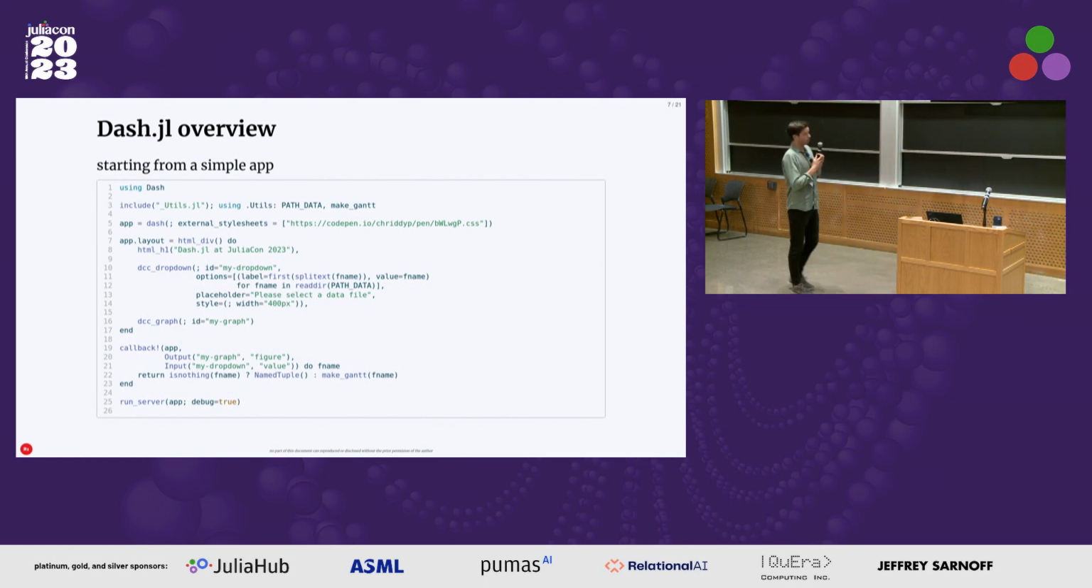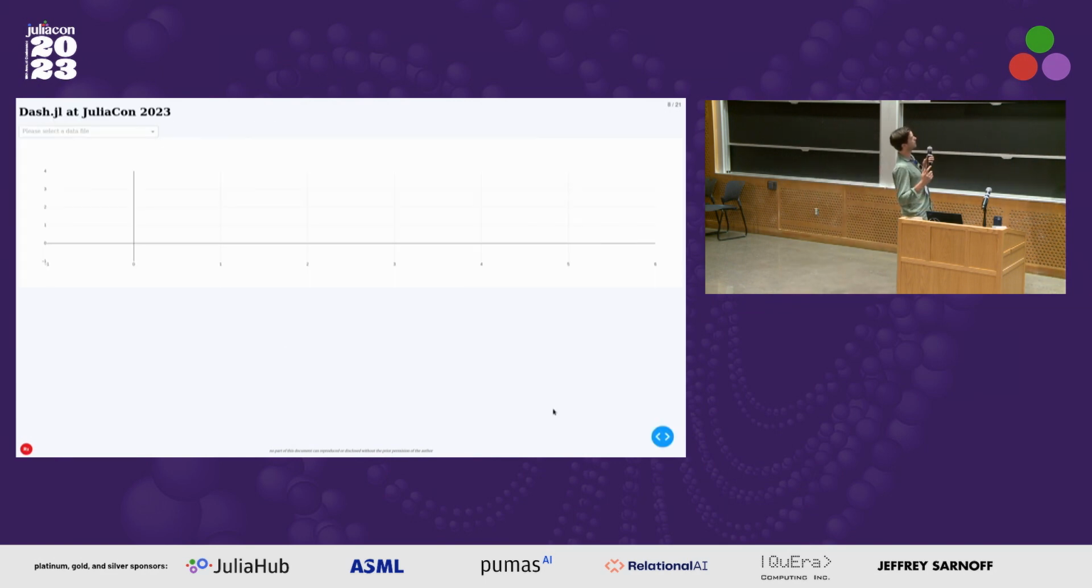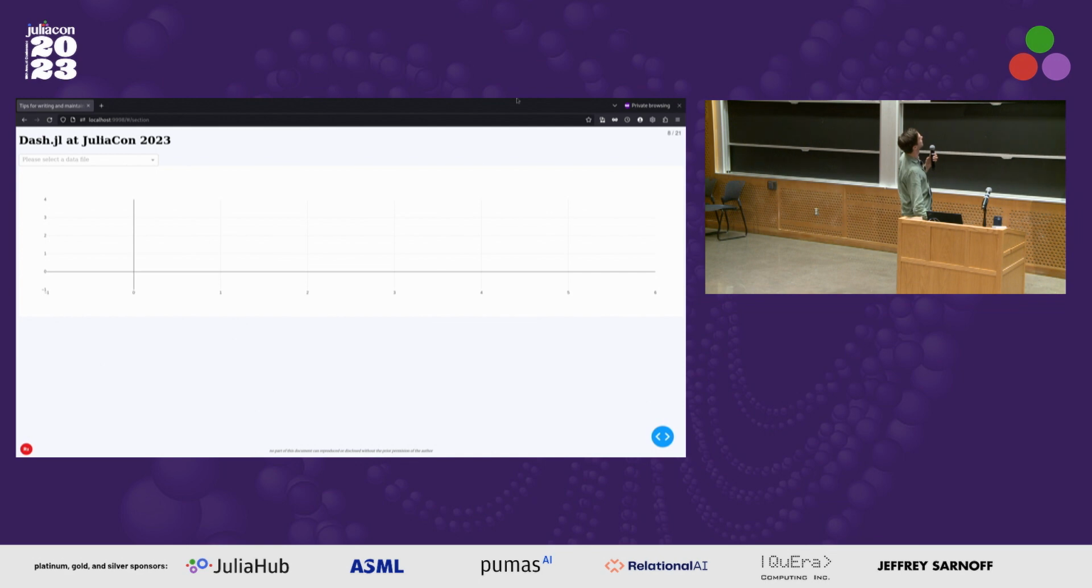So this is Julia code, Dash.jl, 25 lines. Already gives you an interactive data science web app. And let me go ahead and show you how that looks. So this is an iframe pointing to a server that I'm running on my laptop. So it's fully interactive. And it's kind of hard to do. I should have brought a mouse.